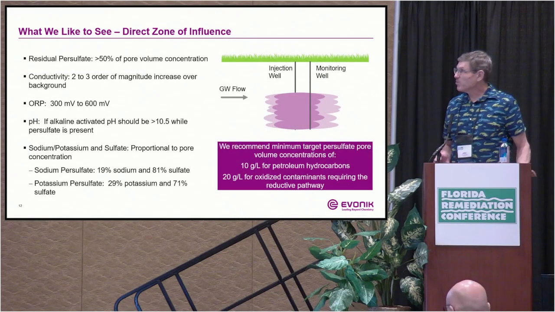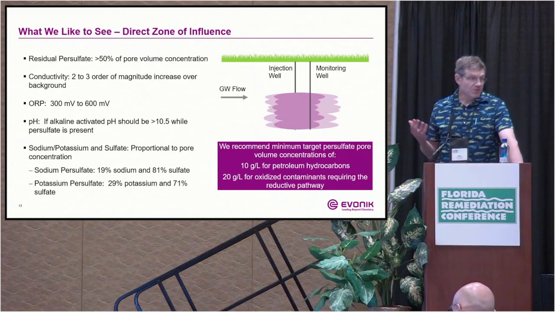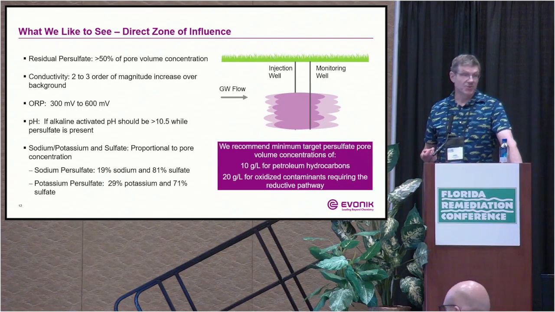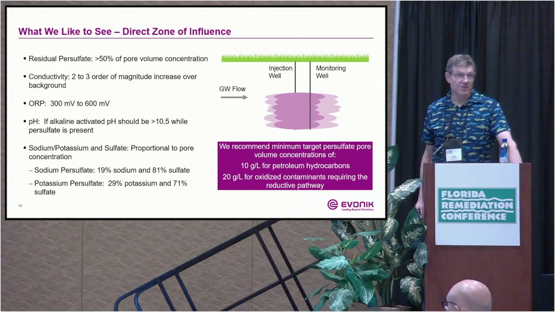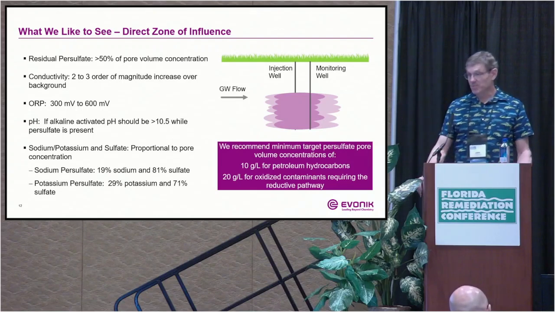So what we like to see in the direct zone of influence, like we're doing some injections, what are we trying to get to? Well, we'd like to obviously get some good distribution, greater than or equal to 50% of the pore volume. If we can get our target concentration of persulfate in there, we're doing pretty good, because we're able to treat that volume in that 2 to 8 week period.